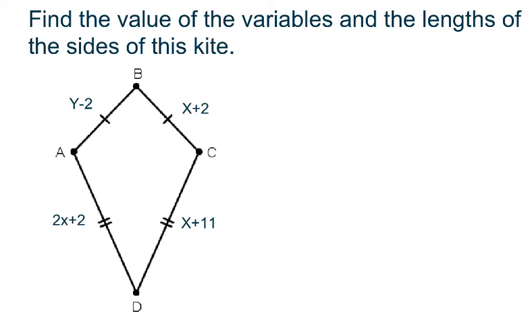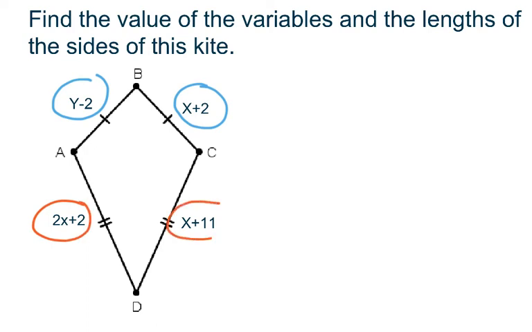Alright, so here's a kite. We have to know some things about a kite and the properties of them in order to solve this. So it's got these little tick marks, but you should also know that the two bottom sides are equal to each other. If you'll notice, these two up here are also equal to each other, but it's not going to help me any if I set y minus 2 and x plus 2 equal to each other. There's nothing I can do with that.